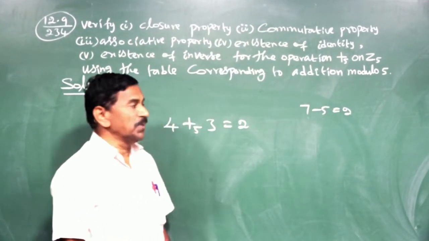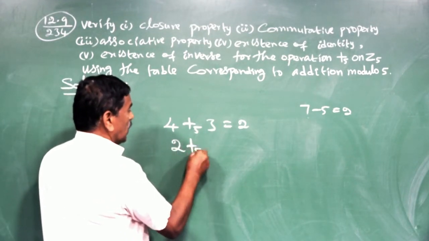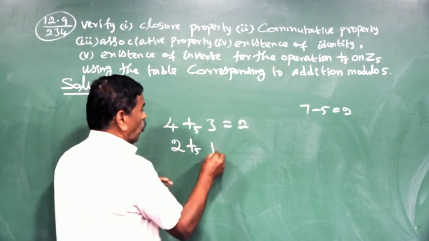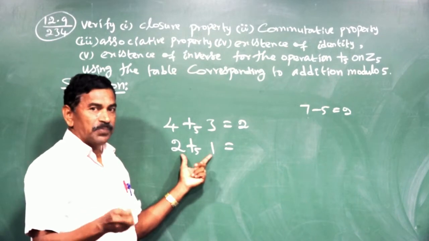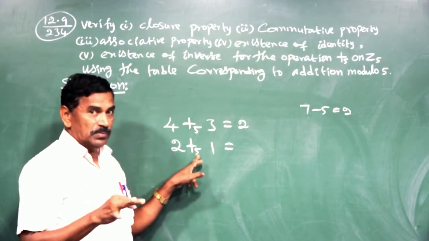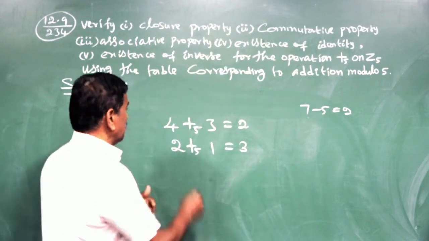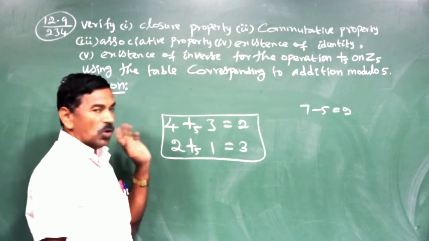Suppose one more example, 2 addition modulo 5, 1. Here 2 plus 1 equals 3, where 3 is less than 5. So that is why it is itself the answer. Similarly, this is said to be addition modulo 5.